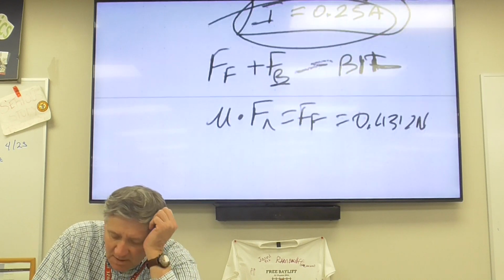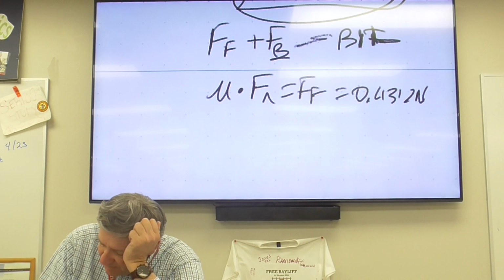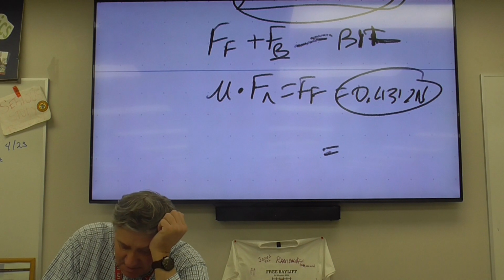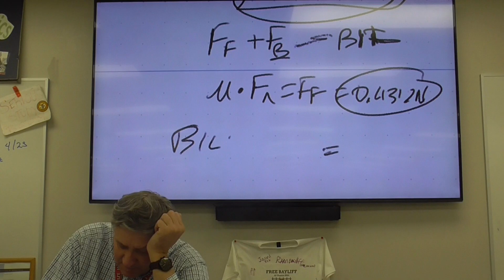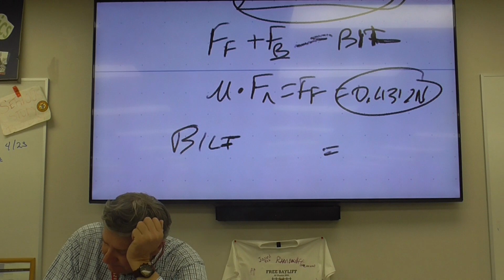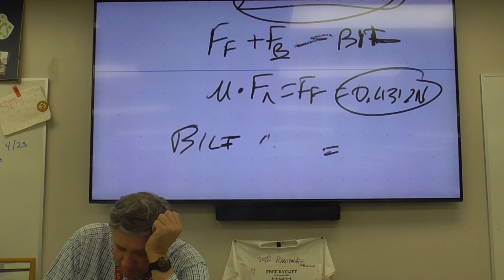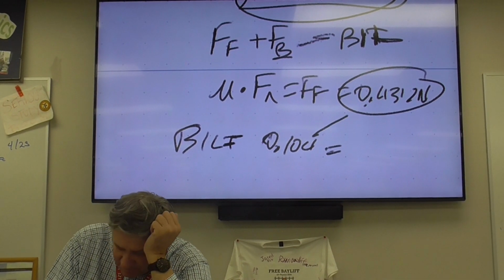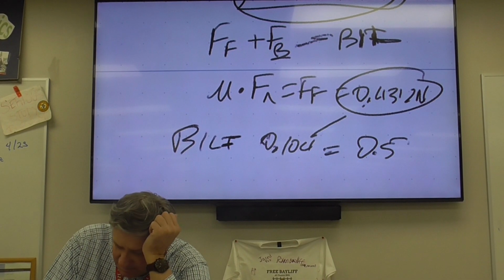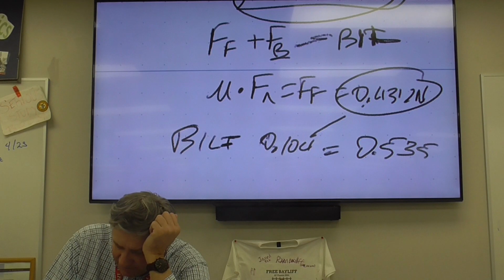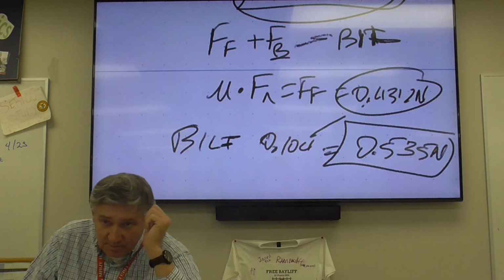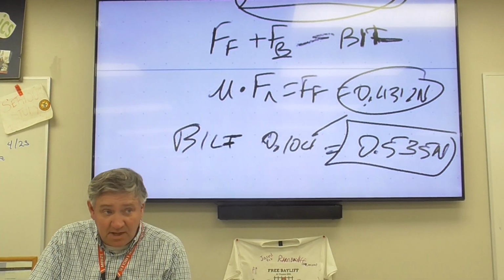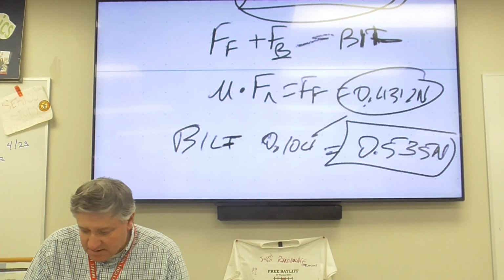So you add all that together. That's the force from the friction. The Bil portion of it works out to be 0.104. If you add those together, you get 0.535 newtons. That's the total force that you would have to apply to pull this thing at a constant speed.